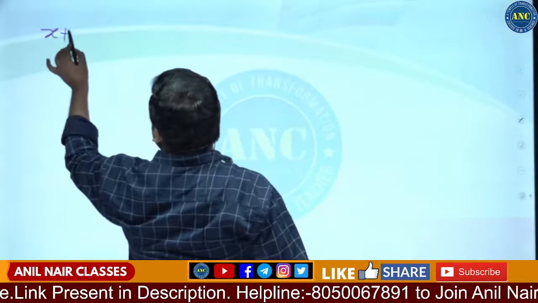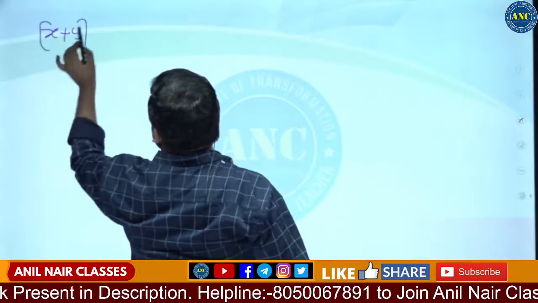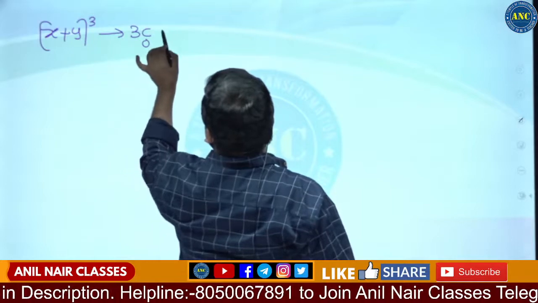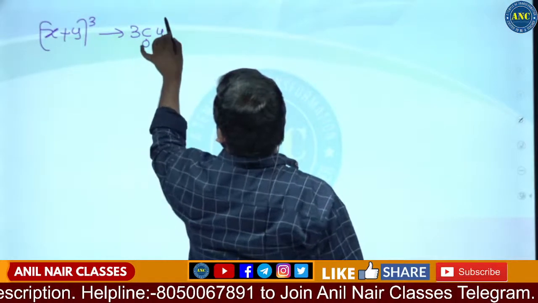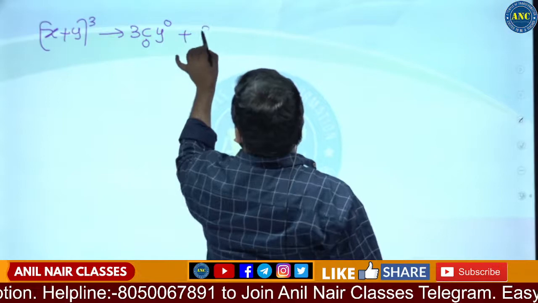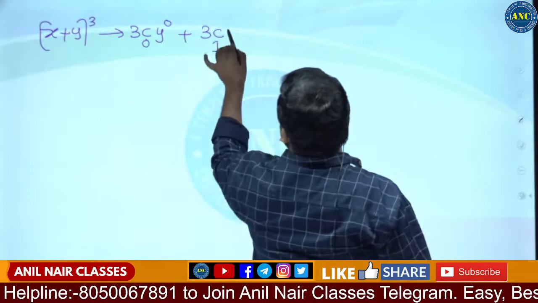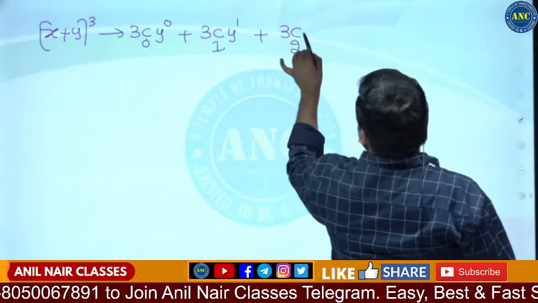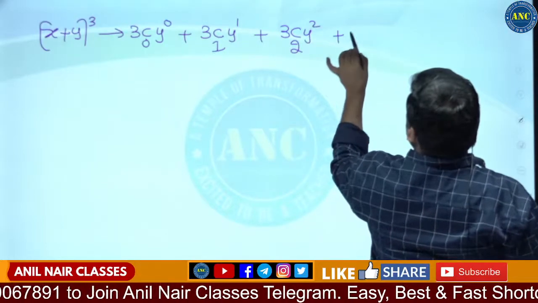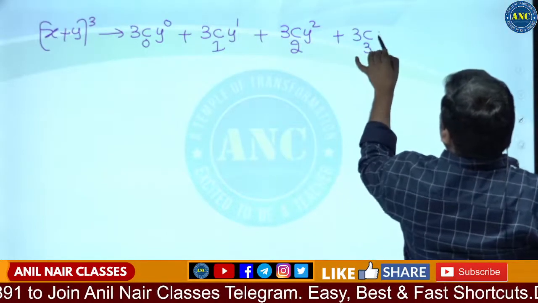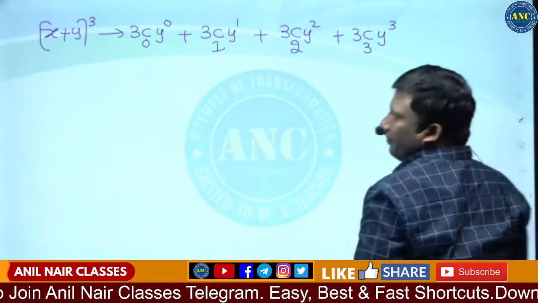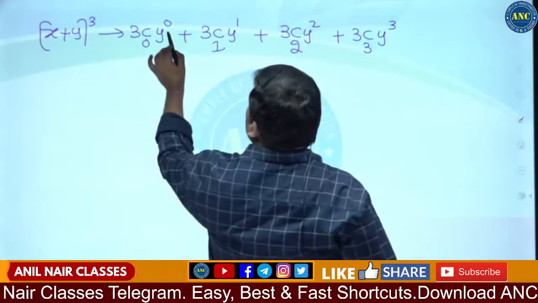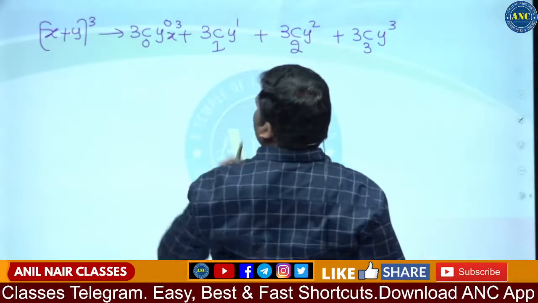X plus y power 3. Out of 3, I am not selecting any power of y. Out of 3, I am selecting only 1 power of y. Out of 3, I am selecting 2 powers of y. Out of 3, I am selecting all powers of y. If I am not selecting any y power 0, that means I am selecting all the powers of x cube.